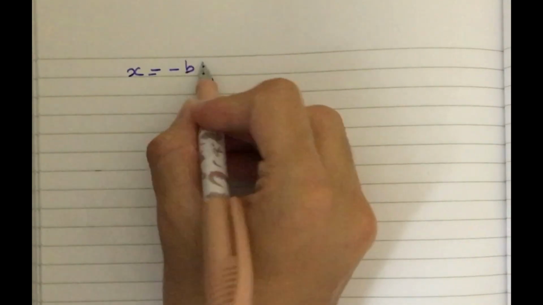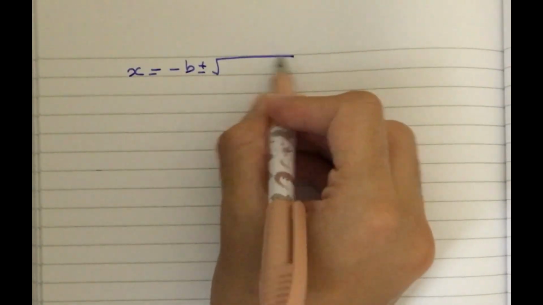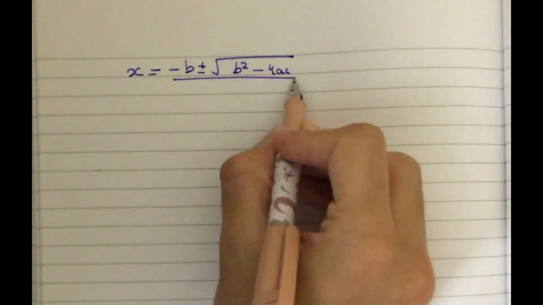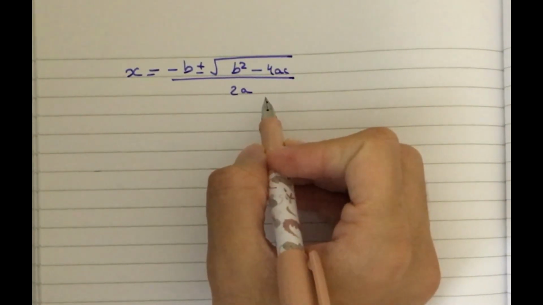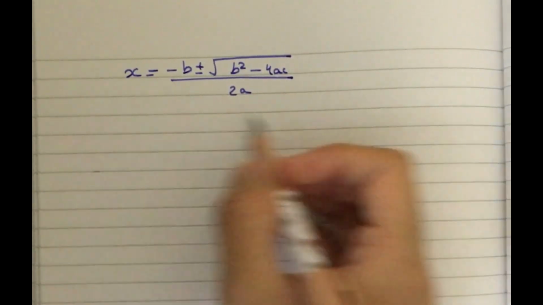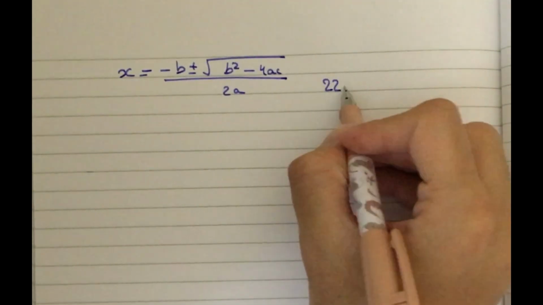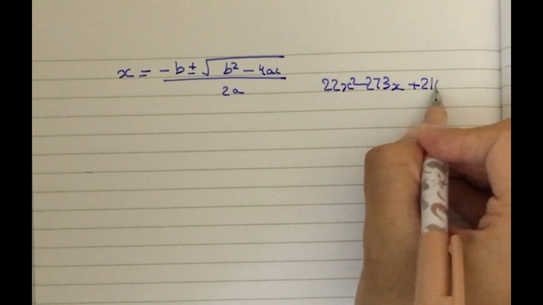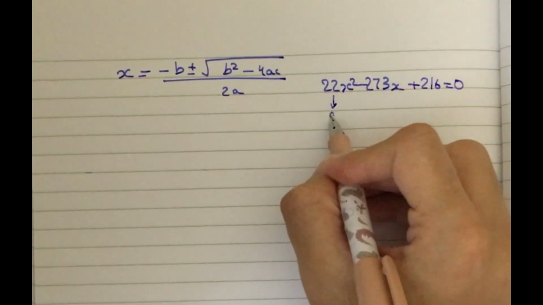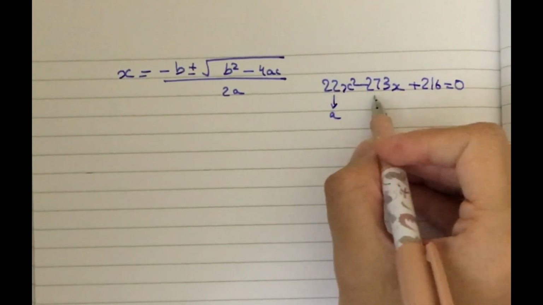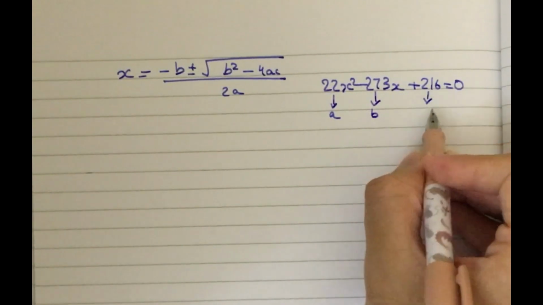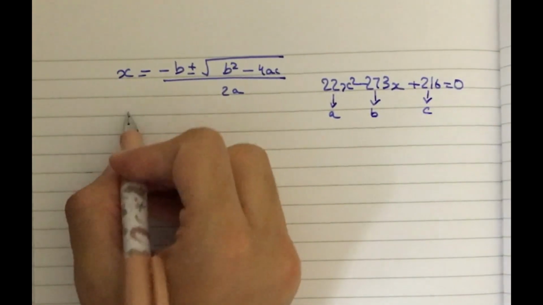x, right? So it's basically x = (−b ± √(b² − 4ac)) / 2a. Let me write the equation as well: 22x² − 273x + 216 = 0. This is my a, the value, only the constant. The 22 is a, −273 is b, and then positive 216 is basically c.